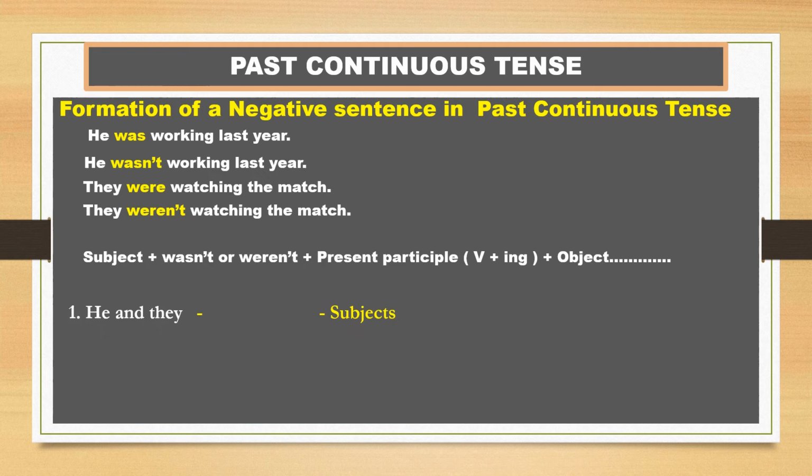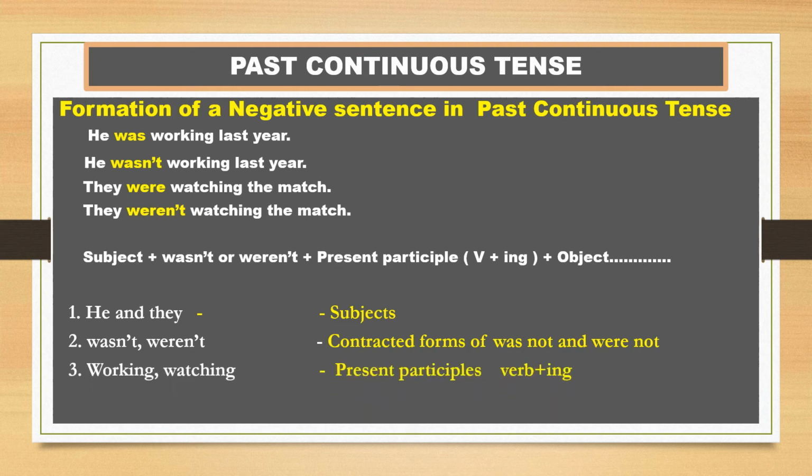In the above sentences, he and they are the subjects of the sentence. Wasn't and weren't are the contracted forms of was not and were not. Working and watching are the present participles, verb plus ing. The match in the second sentence is the object of the sentence, and last year is the remaining part in the first sentence. So this is the structure of negative sentence in past continuous tense.